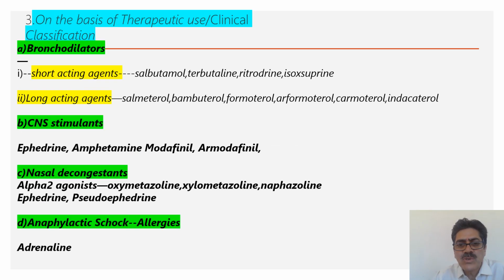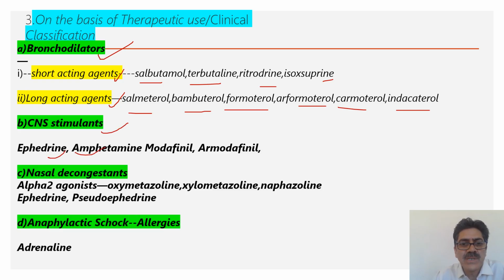Now we can classify sympathomimetic agents on the basis of therapeutic use. We may call it clinical classification. Some sympathomimetic agents are used as bronchodilators, especially in bronchial asthma. That includes short-acting and long-acting agents. Short-acting agents include salbutamol, terbutaline, and isoxsuprine. Long-acting ones include salmeterol, bambuterol, formoterol, arformoterol, carmoterol, indacaterol, etc. Then CNS stimulants, which stimulate the central nervous system, like ephedrine, amphetamine, modafinil, armodafinil. Nasal decongestants include alpha-2 agonists such as oxymetazoline, xylometazoline, naphazoline, even ephedrine, and to some extent pseudoephedrine.